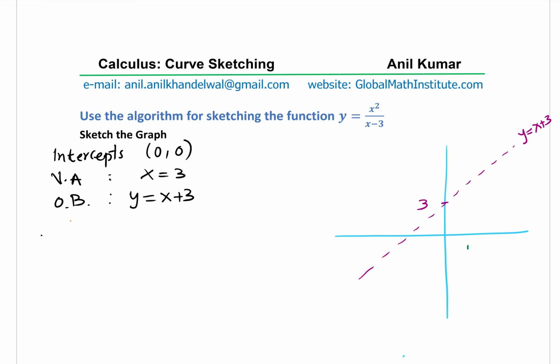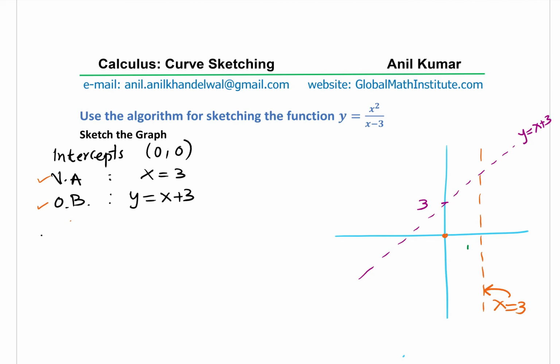Then we have the vertical asymptote, which is 3. So let's draw this vertical asymptote, x equals 3. Oblique and vertical asymptotes have been drawn, and we know that the curve goes through the origin. So let's continue with other findings.